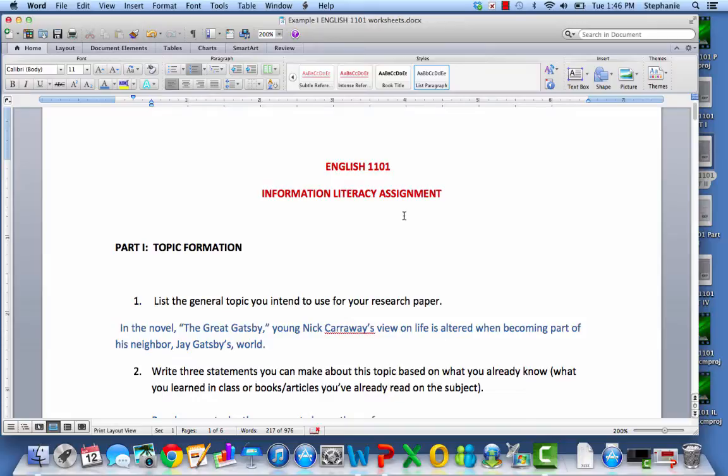In your handouts, let's refer to the first worksheet, Part 1, Topic Formation. I thought for this section I would walk you through how I would come up with my own topic for a research paper. In mine, I'm going to use the book The Great Gatsby.